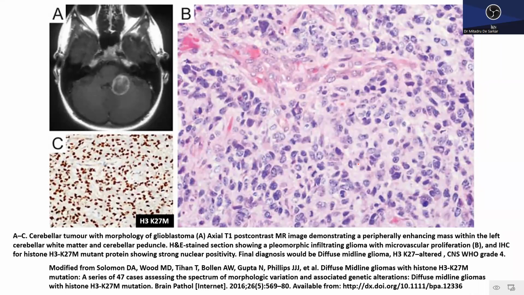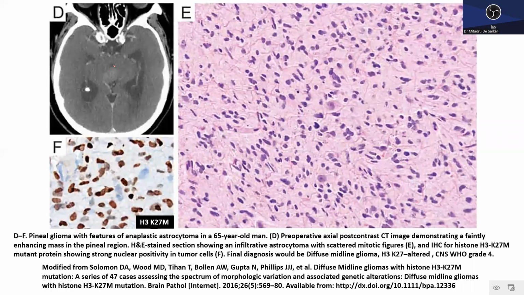This is obviously a high-grade glioma, which is present within the cerebellar white matter and the cerebellar peduncle. You've got a highly pleomorphic, mitotically active astrocytic tumor, and then you have microvascular proliferation. So this has a high-grade morphology, but the more important thing here is to analyze for H3K27M, and the altered mutant protein is expressed by these tumor cells, and hence the diagnosis becomes H3K27 altered diffuse midline glioma, CNS WHO grade 4.